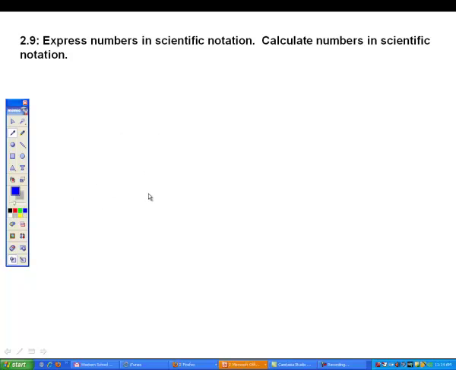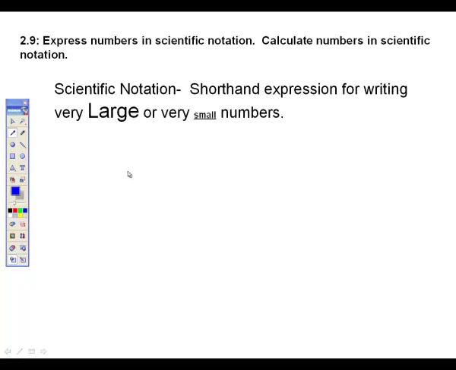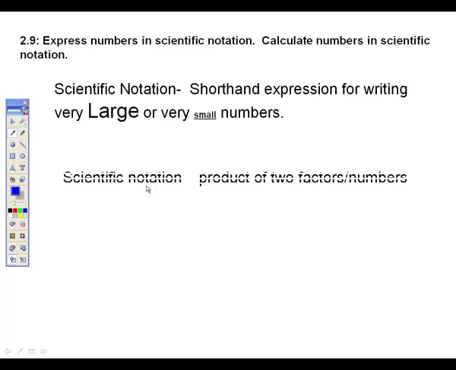Your goal is to express numbers in scientific notation and to calculate numbers in scientific notation. So scientific notation is a shorthand expression for writing really big or really small numbers. It's a convenience thing. To write out a really large number takes a lot of zeros and a lot of time, so we can avoid all that time by using scientific notation instead.